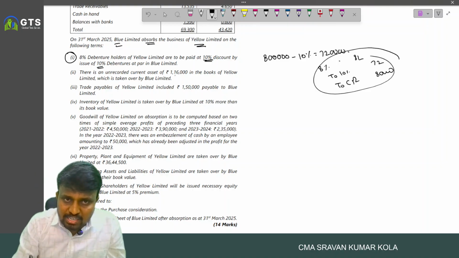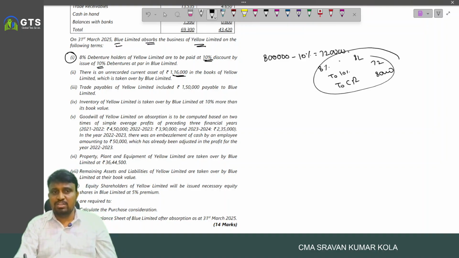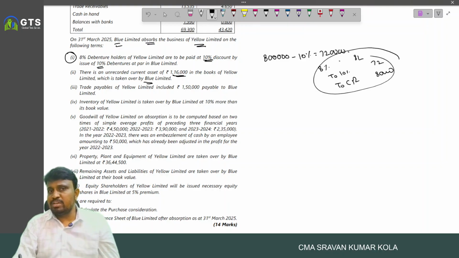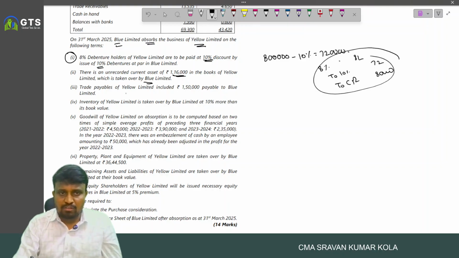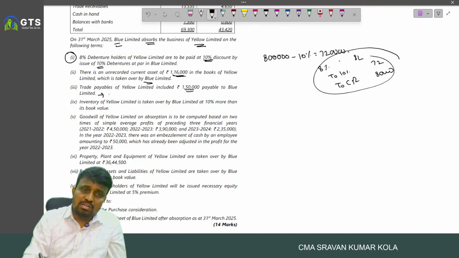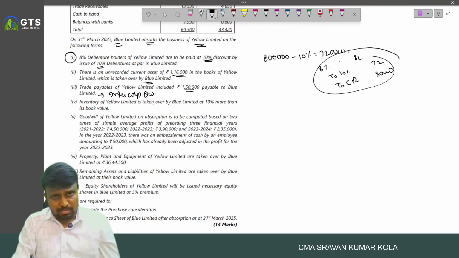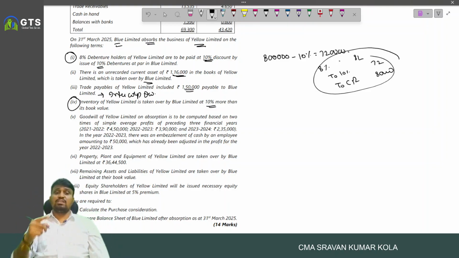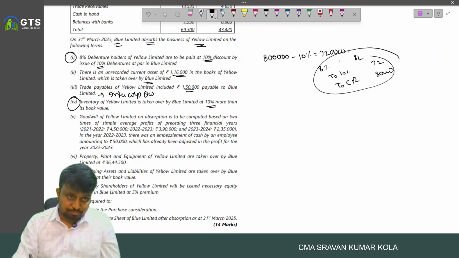And there is unrecorded current assets of 1,16,000 in the books of Yellow Limited, which is taken over by Blue Limited. And trade payables of Yellow Limited include 4,50,000 payable to Blue Limited. This is what? Inter-corporate owings. Inventory of Yellow Limited is taken over by Blue Limited at 10% more than its book value. Remember, any unsold stock we have, we need to eliminate stock reserve.